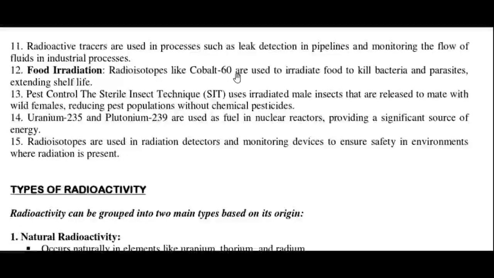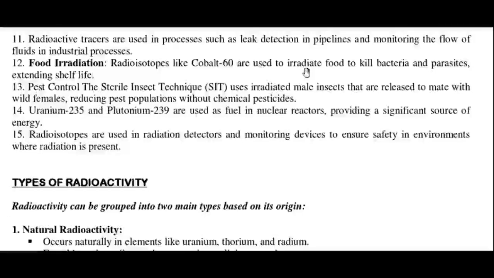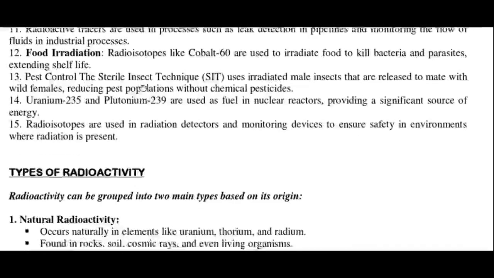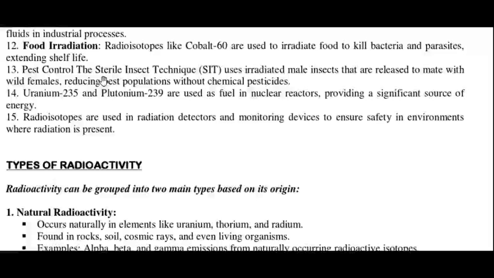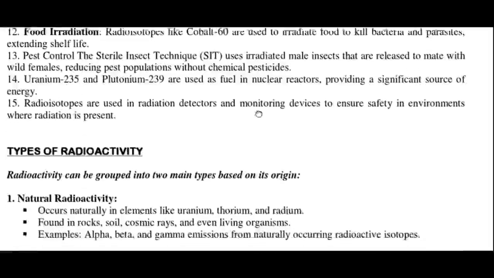12, food irradiation. Radioisotopes like cobalt-60 are used to irradiate food to kill bacteria and parasites. To irradiate simply means to expose to a large amount of radiation. So it kills bacteria and parasites, extending shelf life. Then 13, pest control, the sterile insect technique, SIT. It uses irradiated male insects that are released to mate with wild females, reducing pest populations without chemical pesticides.